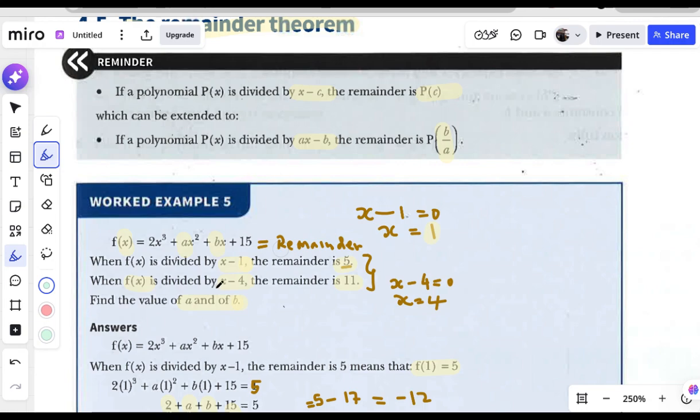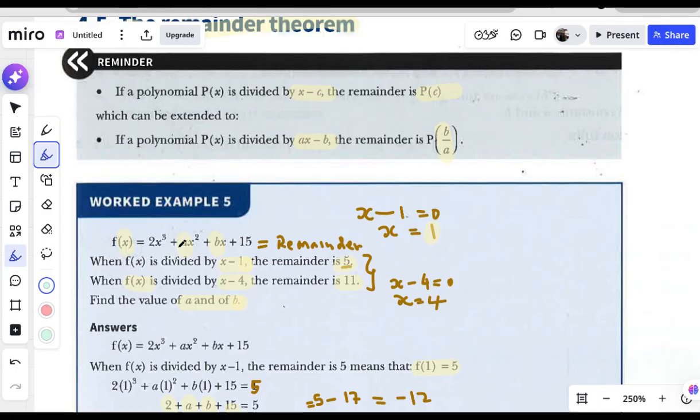So what we do, remember, they said when this whole polynomial is divided by x minus 1, the remainder is 5. So x minus 1 equal to 0, x will be equal to 1. You know, the value of x will be equal to 1, right, if we want to get 0 here. So x will be the value of 1, because 1 minus 1 is 0. x will be 1.